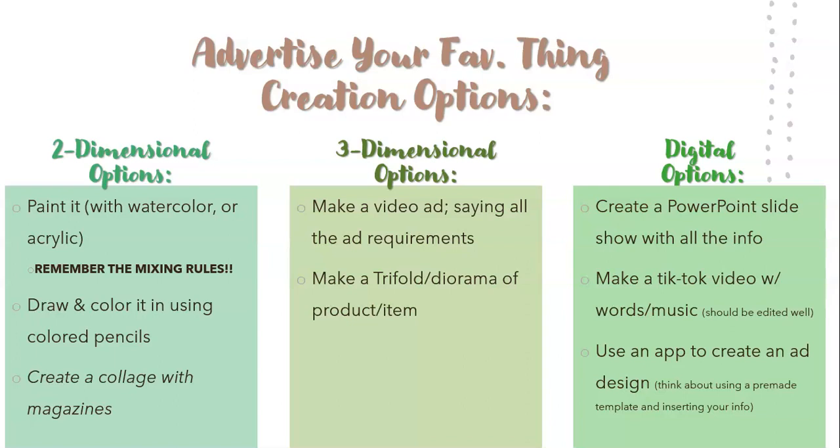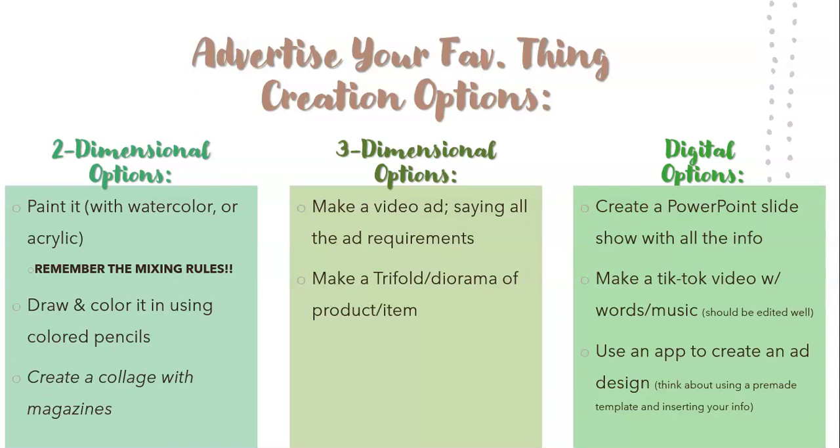What are your options to create? Well, you have several different options. Again, this time you can go with the two-dimensional, so you can paint it, you can draw it, color it in using Crayola markers if you would like. And a different one that I'm suggesting this time is to create a collage with magazines. So maybe you find your product in a magazine. Maybe your favorite thing is a lotion and you find that product in a magazine and you want to do a collage with it. I think that would be super cool.